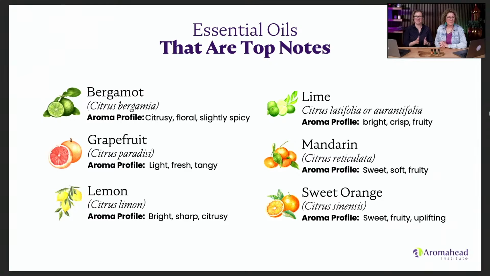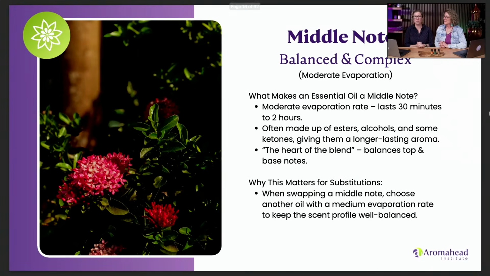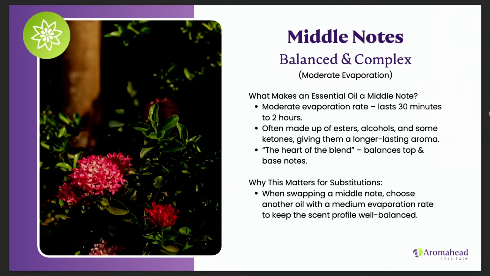Now, one thing about citruses, and we're going to get into this later in our presentation, is that some citruses can be phototoxic. And so we're going to get into what that means and how to work with our citruses really safely and effectively. And this comes into play when we look at substitutions. So when we make substitutions, we are swapping out different notes. So when swapping a middle note, we choose another oil with a medium evaporation note to keep that scent profile well balanced. There's easy ways to see this, which we're going to see in our second and third presentations.